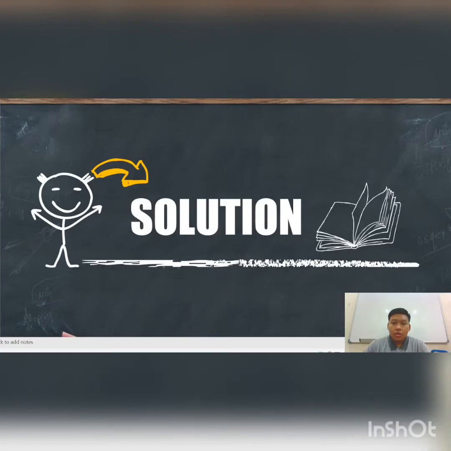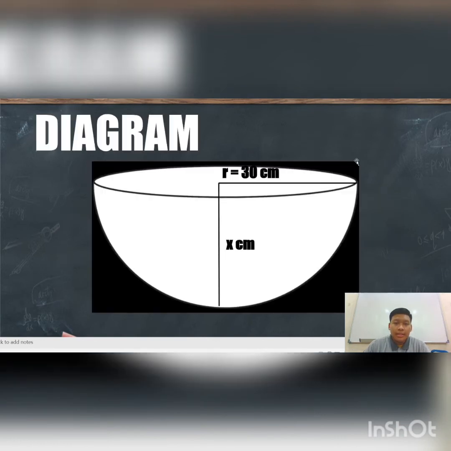Moving to the solution. So this is the diagram that I have sketched because after I read the question just now, it stated that the shape of the bowl is a hemisphere. So this is what a hemisphere shape looks like. And I have labeled some of the information given from the question. For example here, R indicates the radius of the bowl, which is 30 centimeters, and the depth of the bowl is x centimeters.